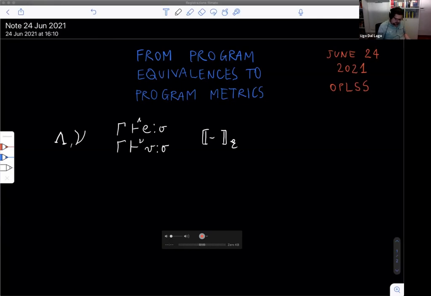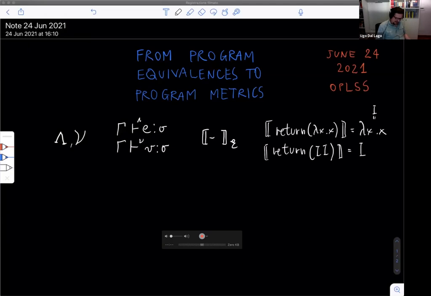And just to quickly remind you, this operational semantics is pretty standard. If you, for example, try to compute the operational semantics of return lambda x, it is nothing more than the identity itself. Let's call it I. And then if instead you try to compute the return of the application of the identity to itself, well, you get I, because the identity is applied to itself.